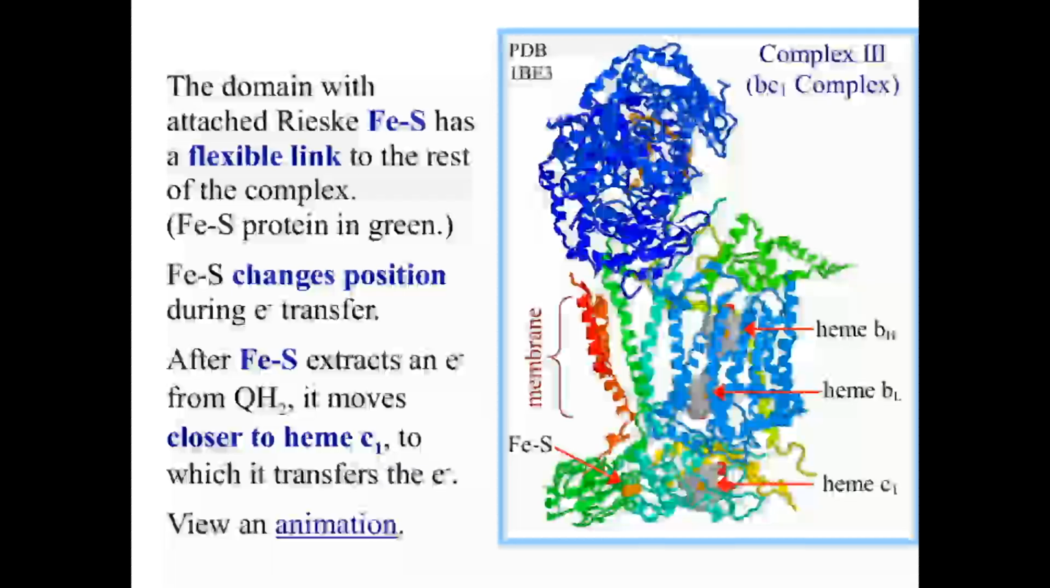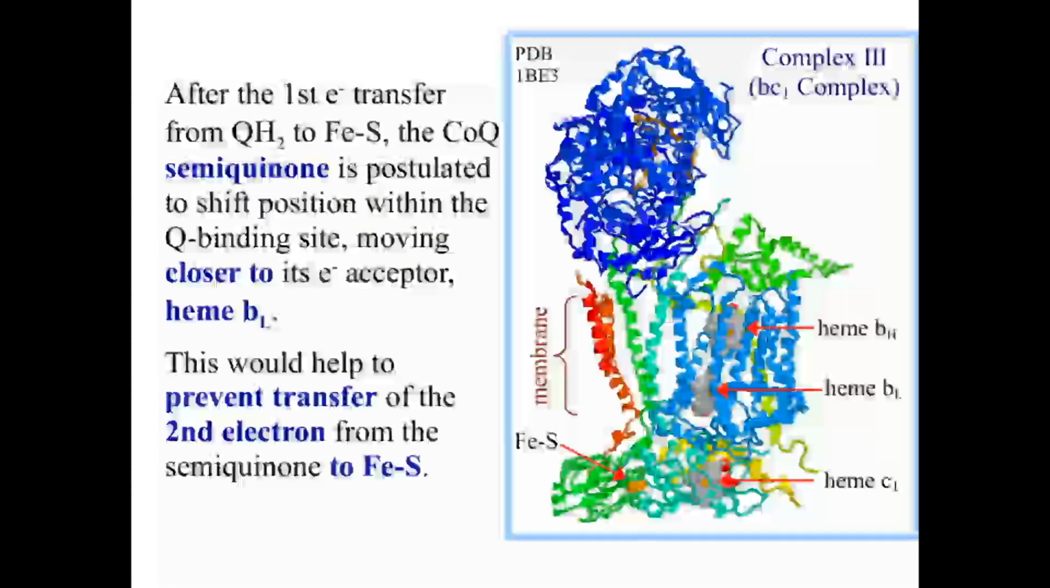After the first electron transfer from QH2 to the FES cluster, there's an interesting event that happens. The CoQ semiquinone is thought to actually shift its position within the Q-binding site. This movement brings it closer to its electron acceptor, which is heme BL now.